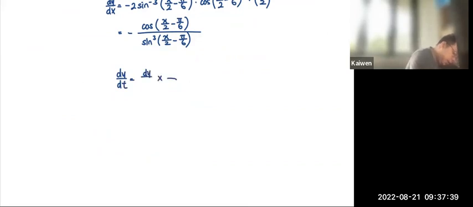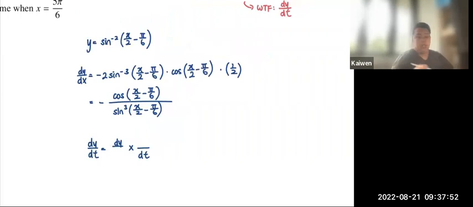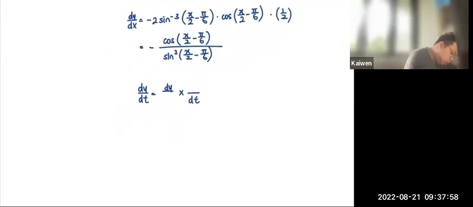So dy over blank multiplied by blank over dt. And then the two blanks must be the same term. And we go back into the question to check what is missing. And if we check, we'll realize that x is actually missing. So this should be the x.